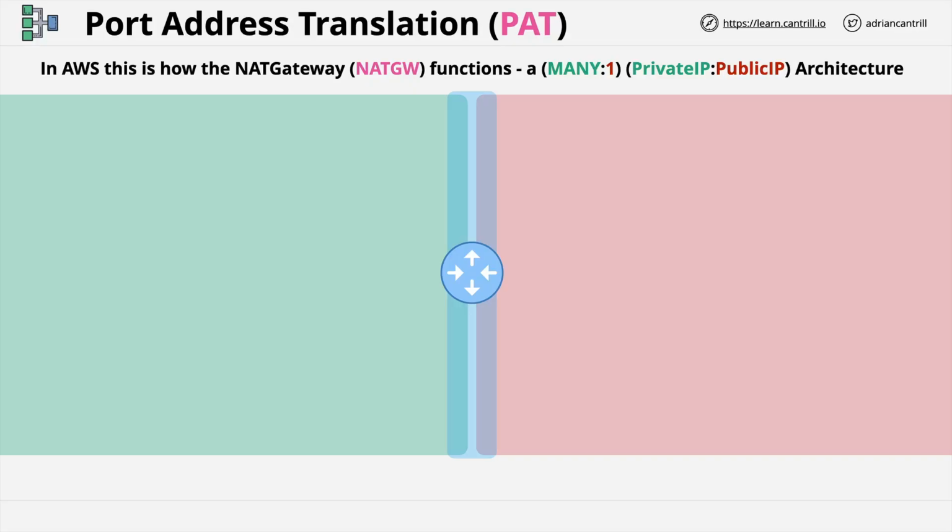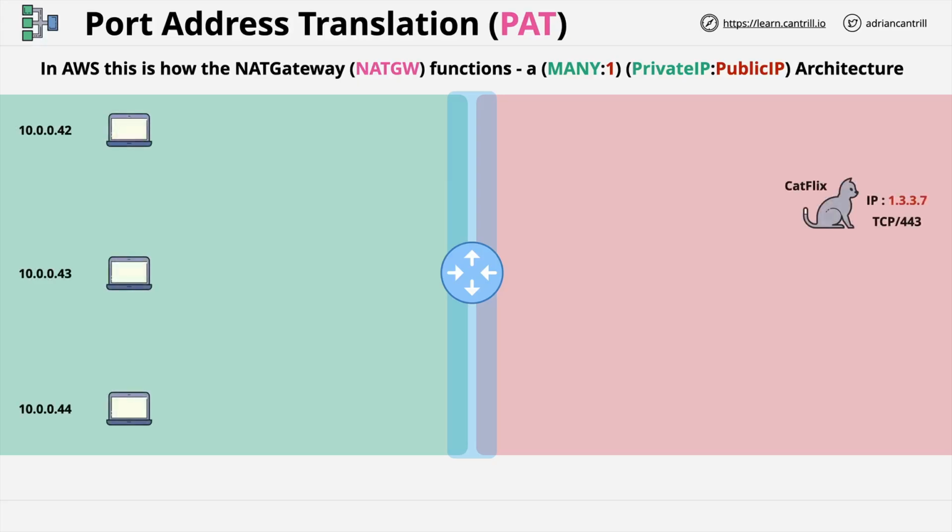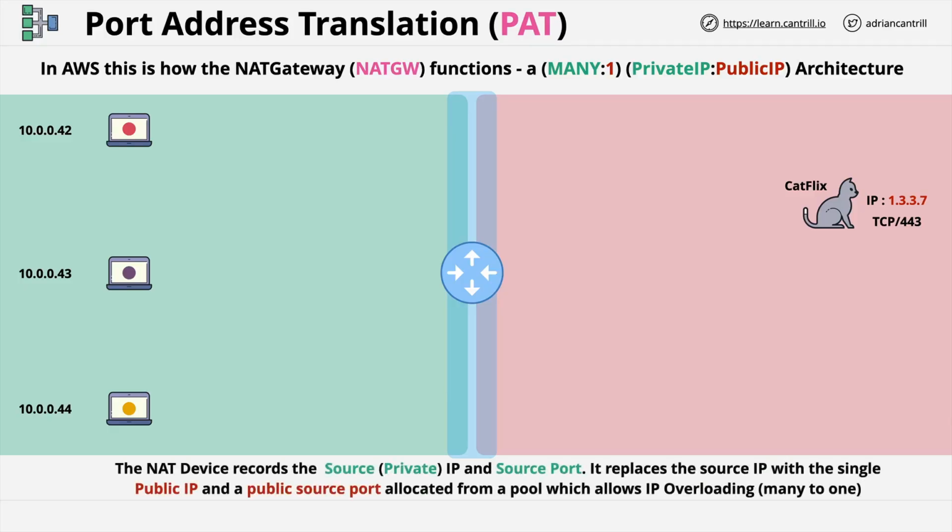The example we'll be using is 3 private devices on the left, all wanting to access Catflix on the right, which has a public IP of 1.3.3.7 and is accessed using TCP port 443, which in this case is HTTPS. And to make things easier, I'll be color coding the laptops, so red for the top, purple for the middle, and yellow at the bottom. Now, the way that port address translation, or PAT, works is to use both IP addresses and ports to allow for multiple devices to share the same public IP.